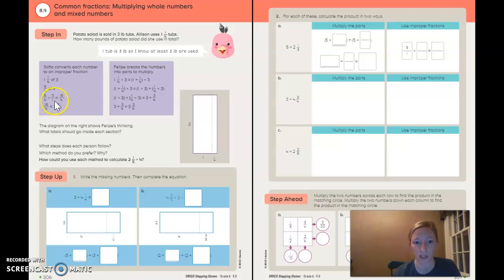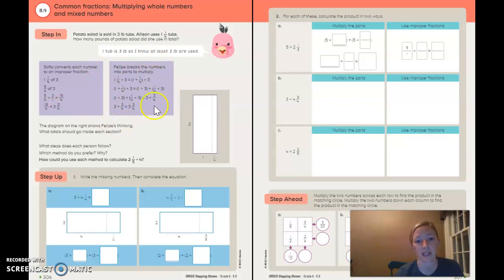So in order to do that, she makes the 3 a fraction by putting it over 1 and multiplies straight across. 5 times 3 is 15. 4 times 1 is 4. Okay, that's how she got her answer of 15/4. And then she went back and converted that into a mixed number and got 3 3/4.